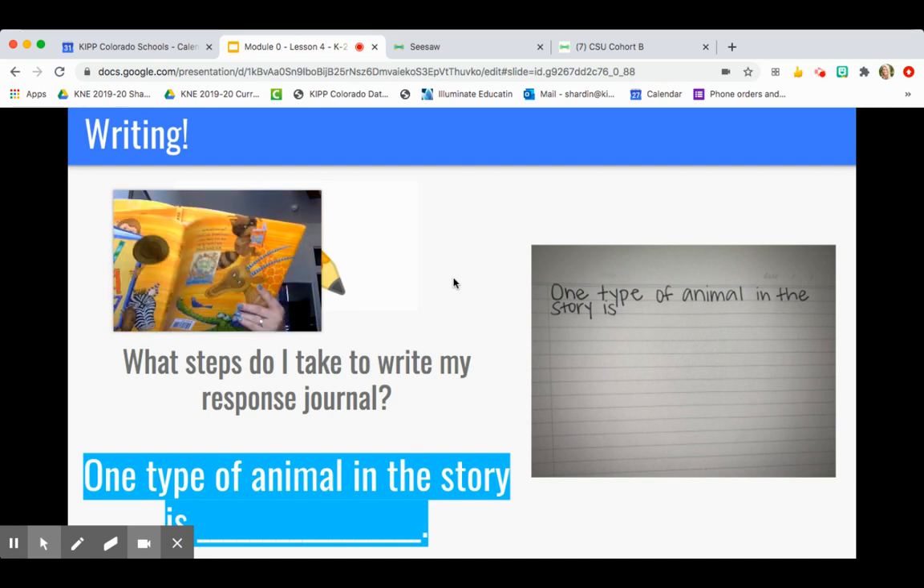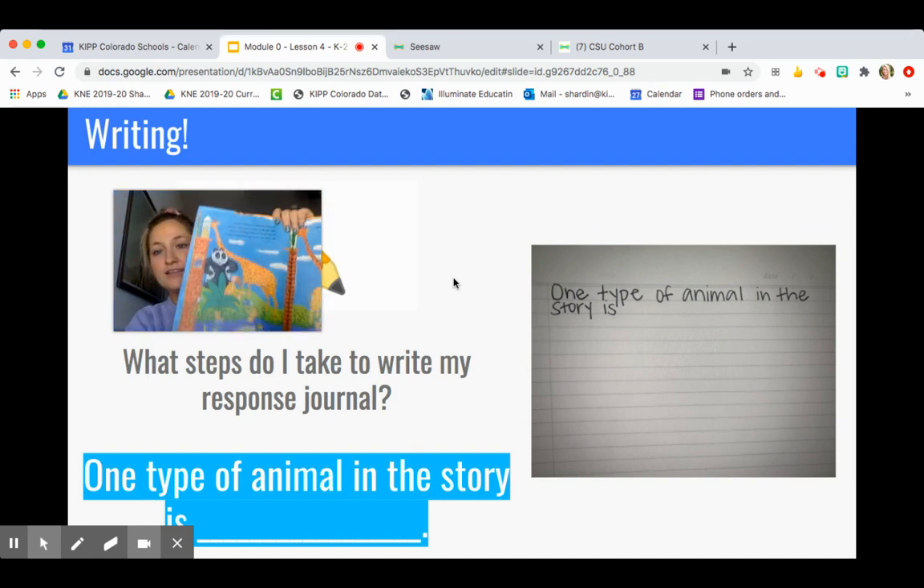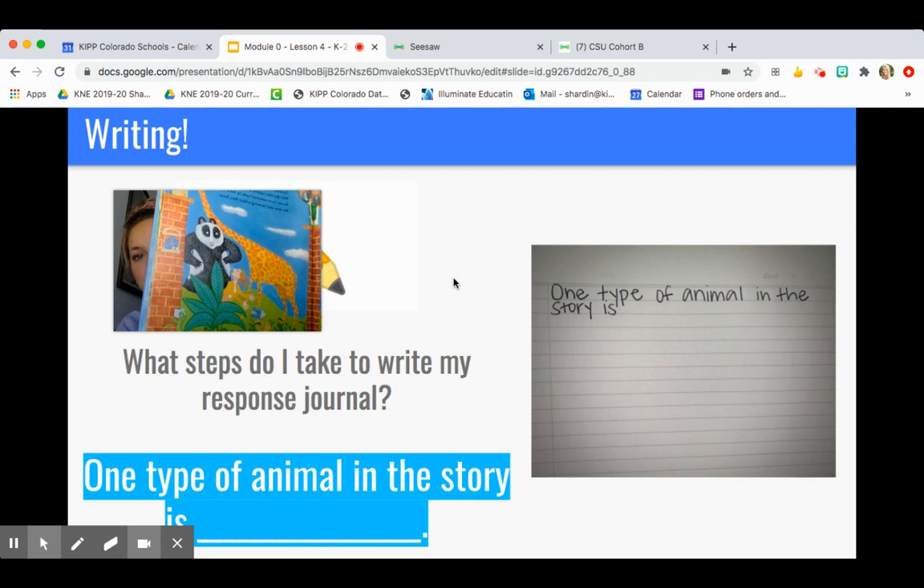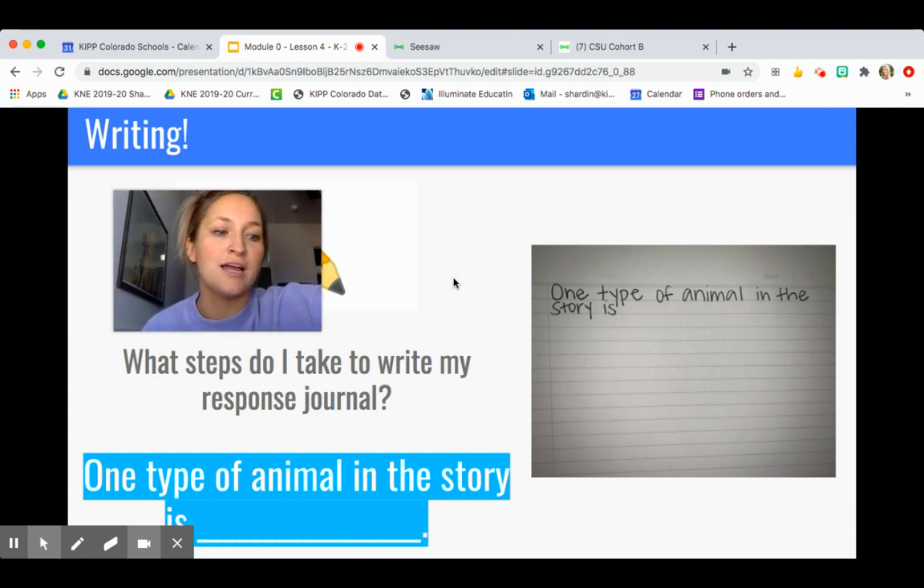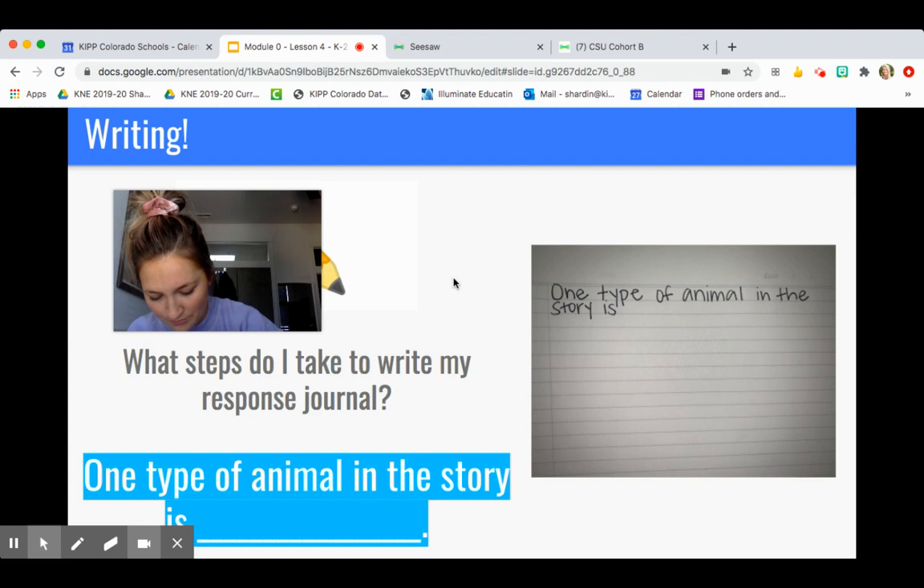Oh, wow. I remember that the pandas demanded books in Chinese. So I'm going to go ahead. Okay, one type of animal in the story is pandas. Now that I've shared my thinking out loud, I'm going to say it one more time just to make sure that it makes sense. One type of animal in the story is pandas. Okay, now that I shared my thinking out loud, I'm going to write down my sentence stem.